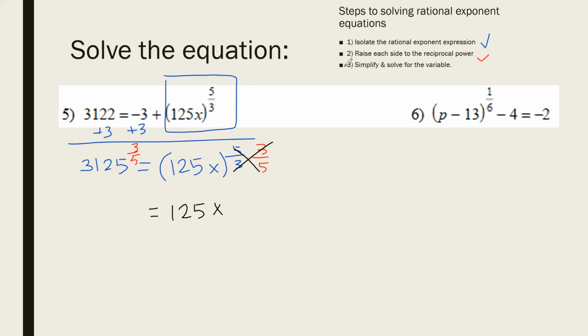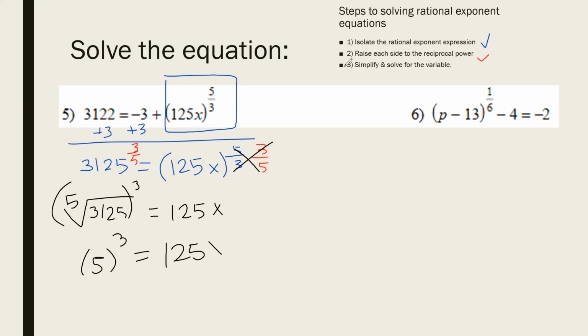evaluate and simplify. So this is going to become the 5th root of 3,125. And then we're going to raise that to the third power. We just did that in that previous example. So the fifth root of 3,125 ended up being 5. So now I have 5 to the third is equal to 125x. And 5 times 5 times 5 is 125.